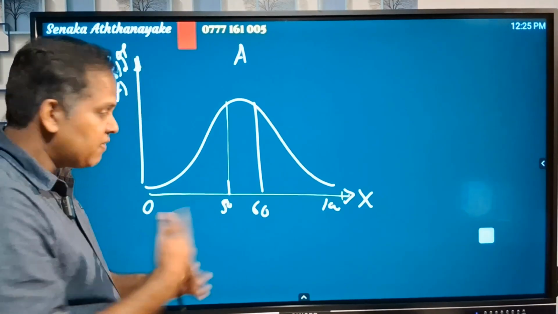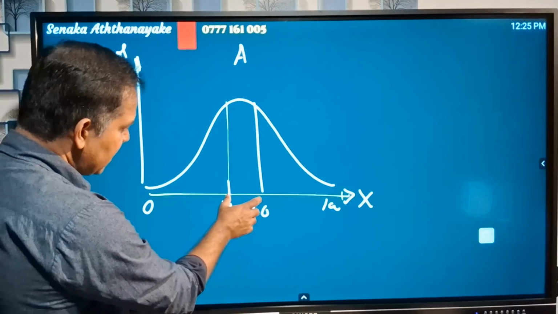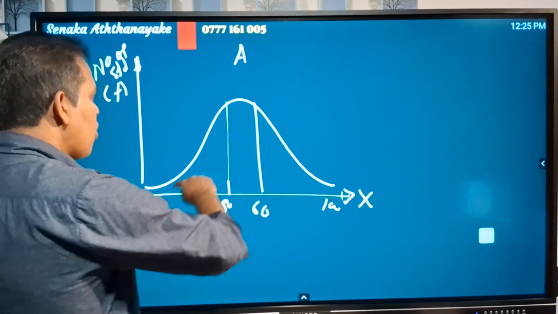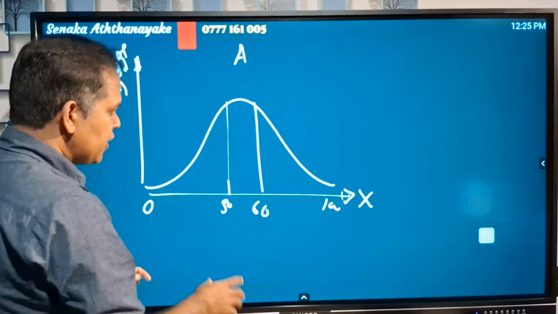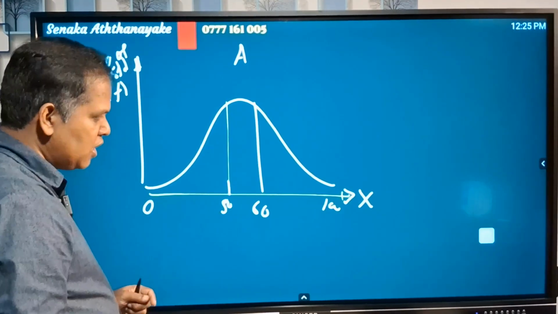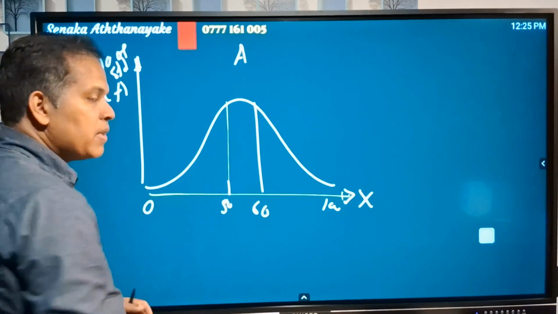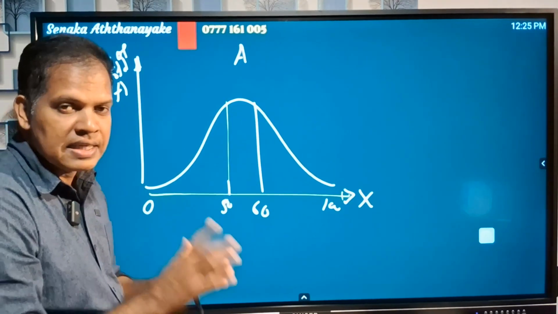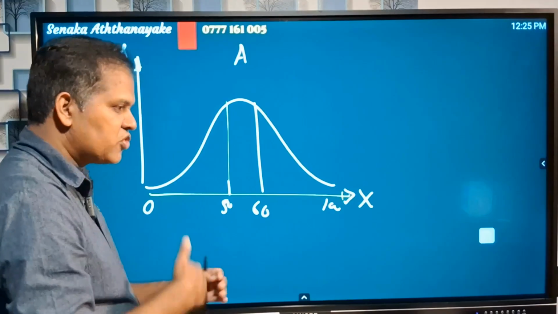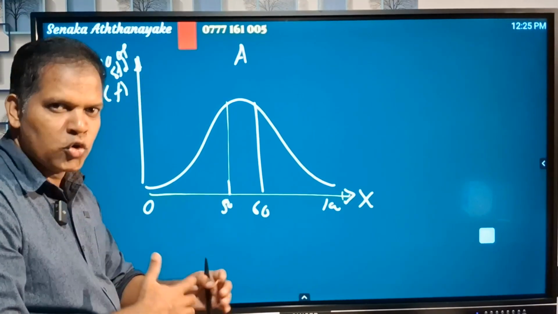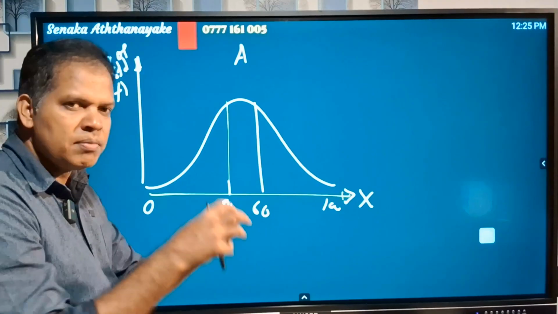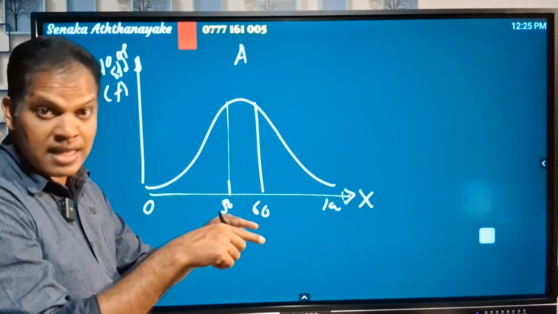If I say it in another way, you can see this area is the center. This whole distribution is there, and you can see this area is the center. So this behavior can be considered as what? Central tendency. Yes, trend and center. So these two words can be combined. That is called central tendency.